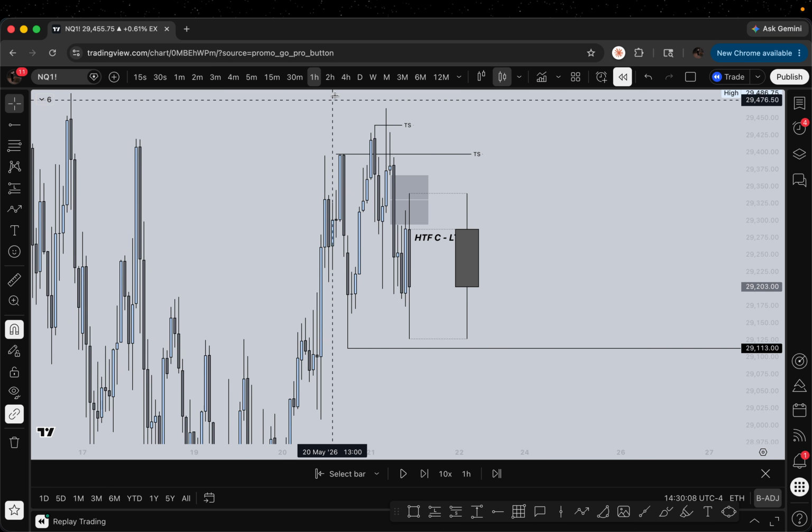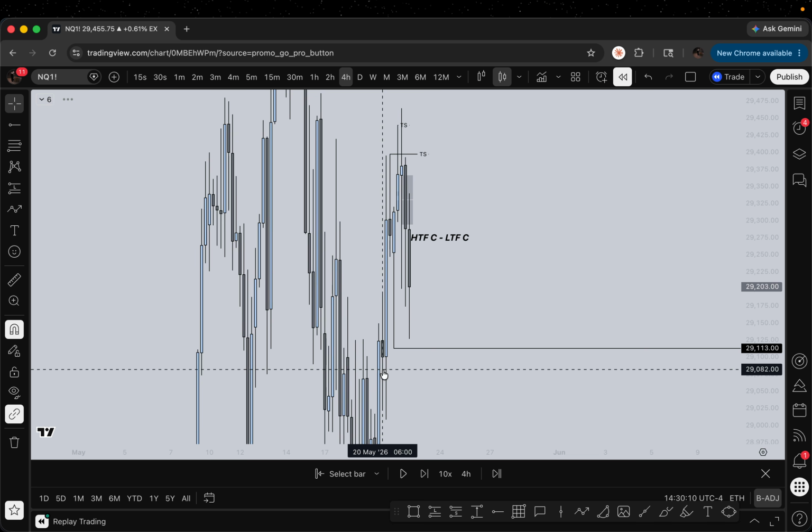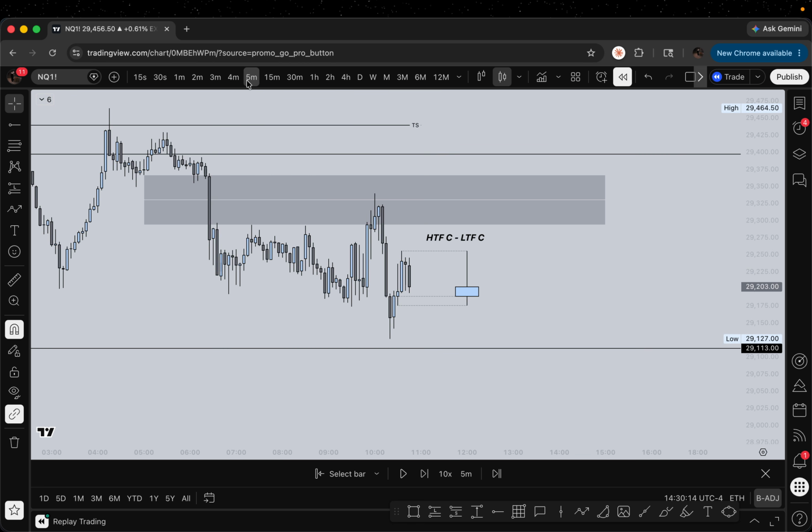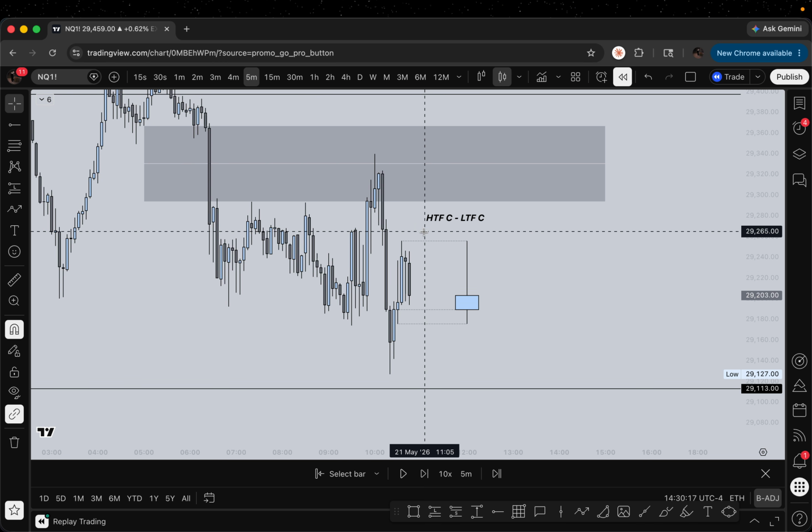This is a better 4 hour intermediate low than it is a 1 hour, so we're just going to call it the 4 hour intermediate low. And I'm taking, oh my gosh, can this person stop? I'm taking a 5-minute continuation towards that, right?